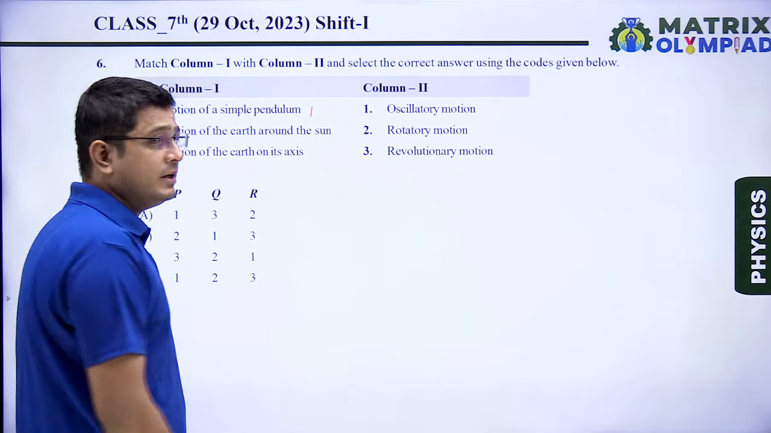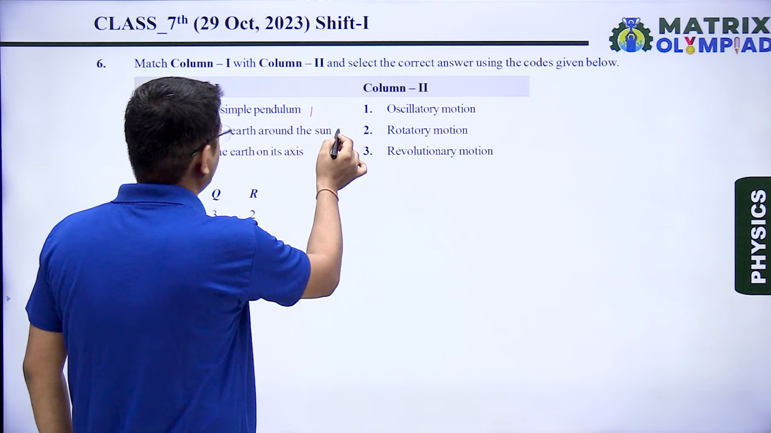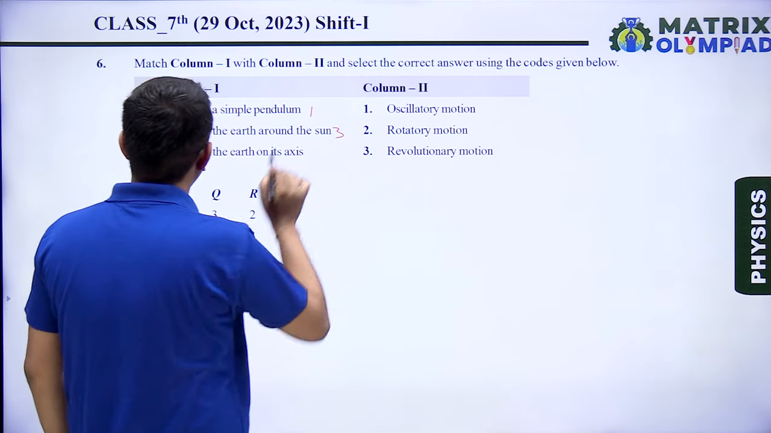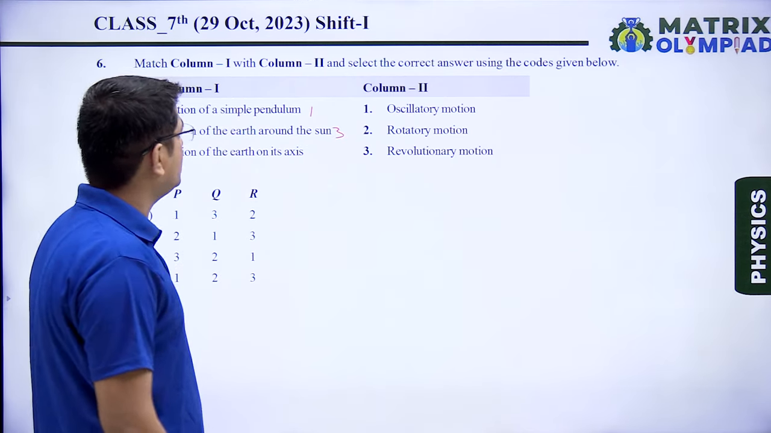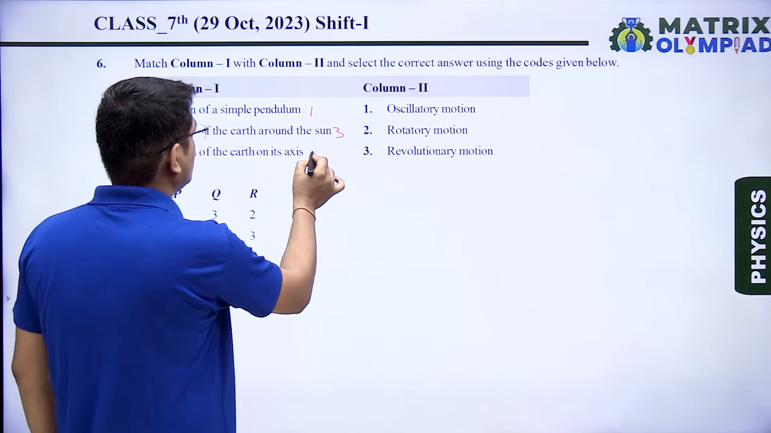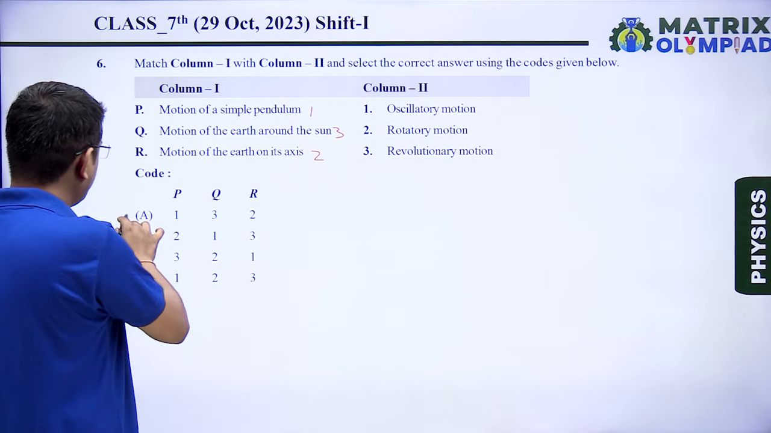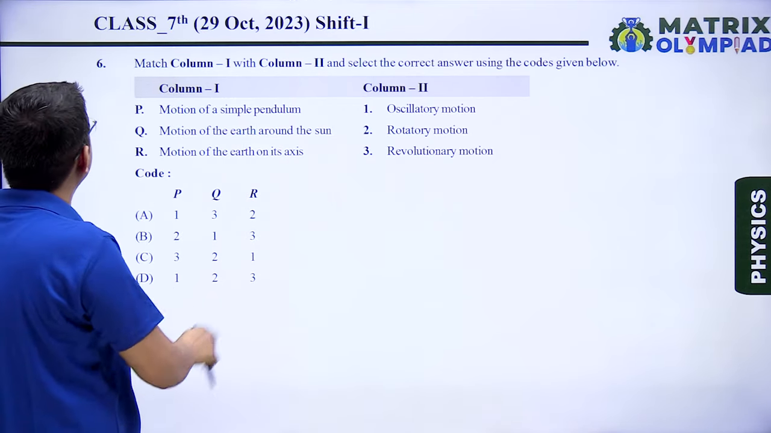We know that when our earth revolves around the sun, it is a revolutionary motion. So for Q, I will write 3. Motion of earth on its axis is a rotatory motion. So for this, I will write 2. So the correct code is 132. 132, that means option A is our correct answer.